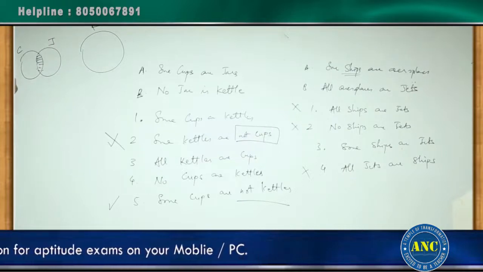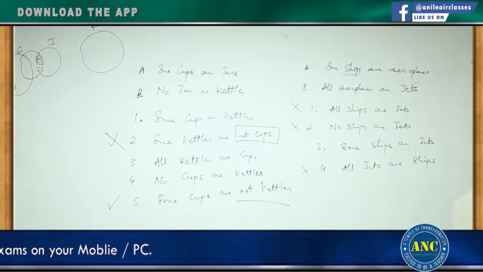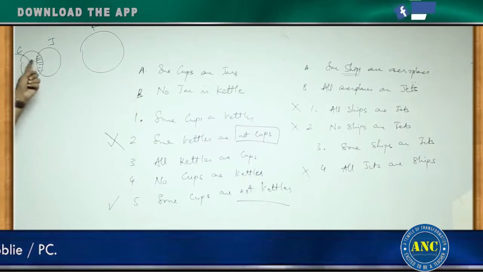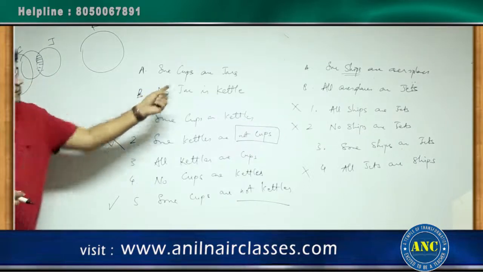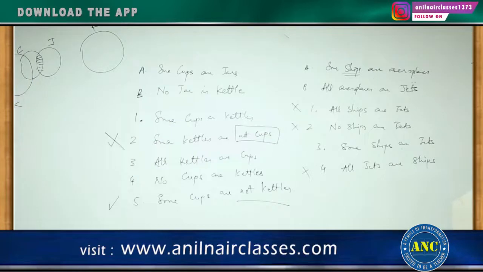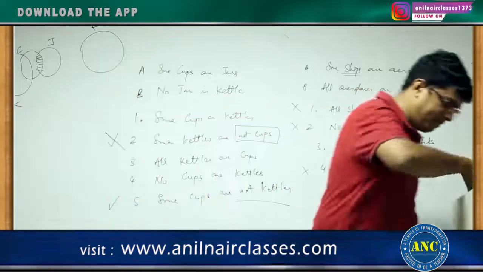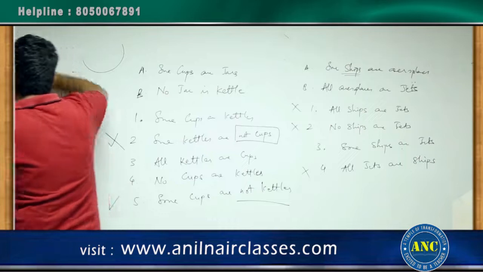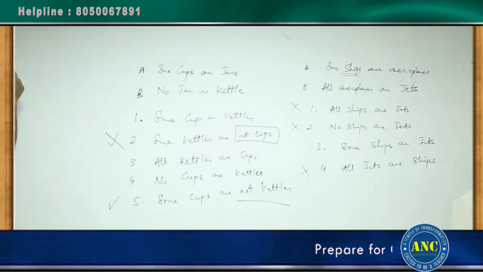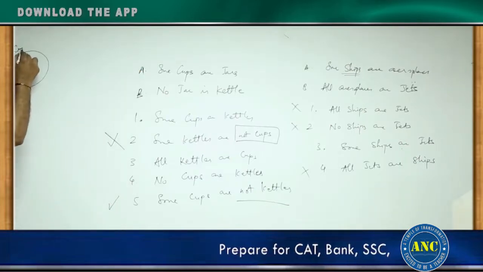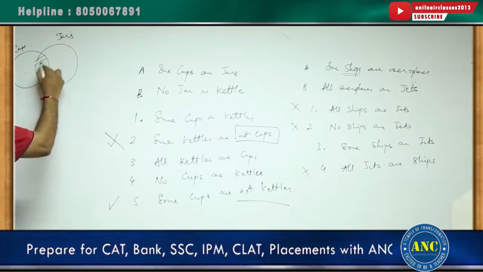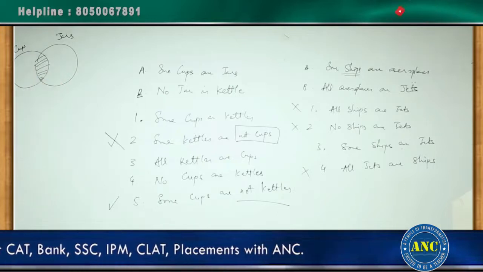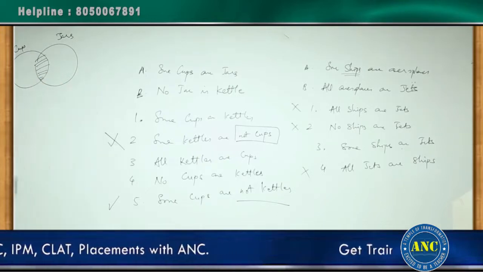Sir, this diagram could be here, or it could be here too. In that case also, you know that some cups are not kettles. Some jars are not kettles? No, some cups. Jar is a middle term, no? Some cups or jars. Okay? Yes.